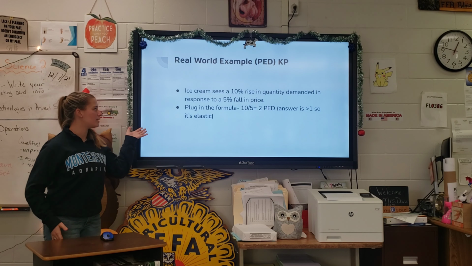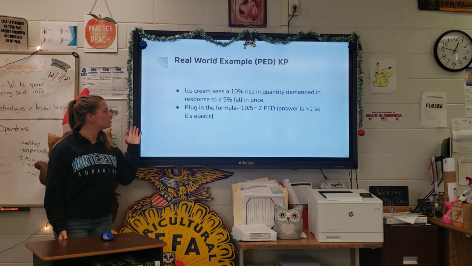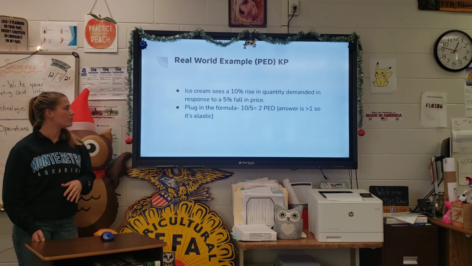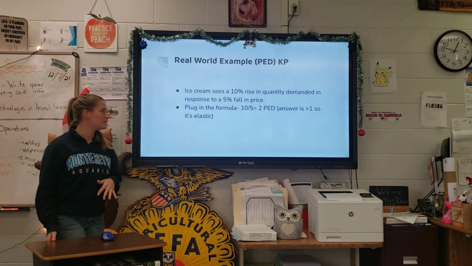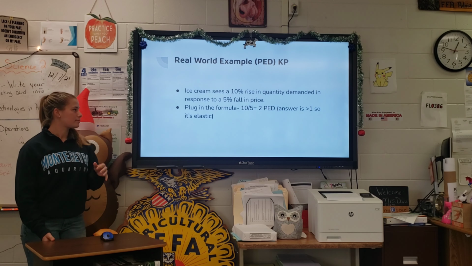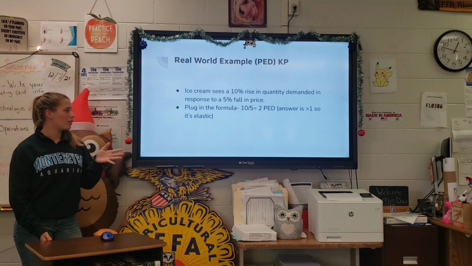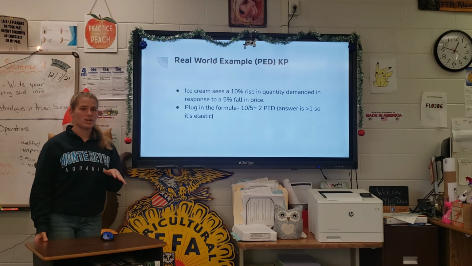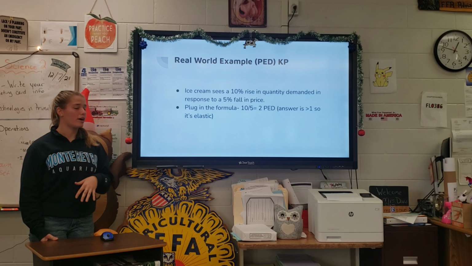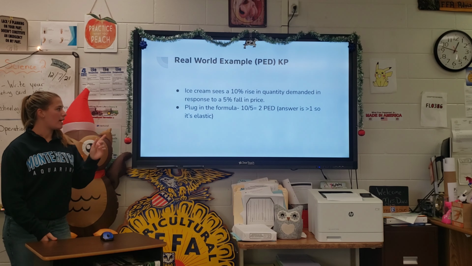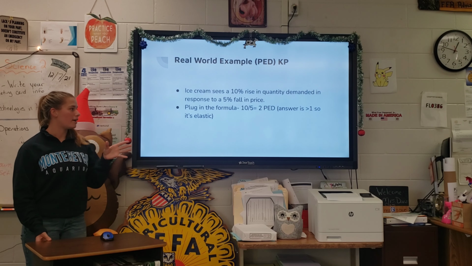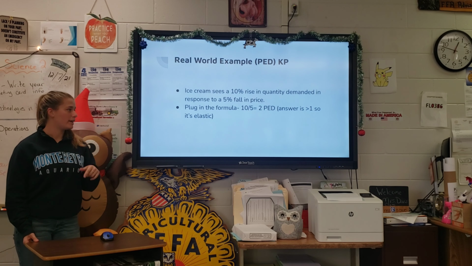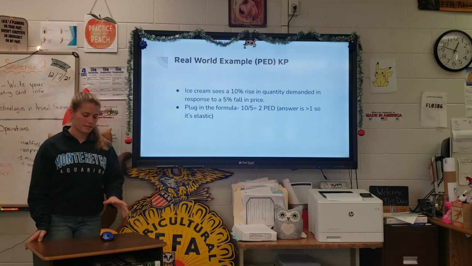So as you can see here, if the ice cream sees a 10% rise in quantity demanded in response to a 5% fall in price, to get the price elasticity of demand, you're going to have to plug in the formula, which is the change in quantity over the change in price. So that would be 10% over 5%, and you would get 2. Since your answer is greater than 1, it's going to be elastic.